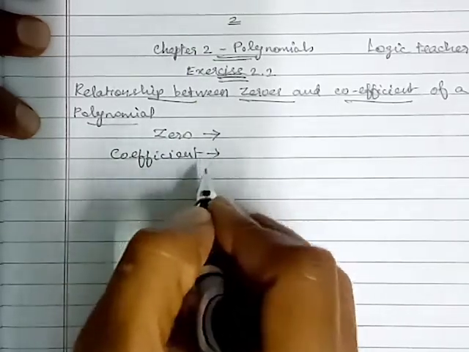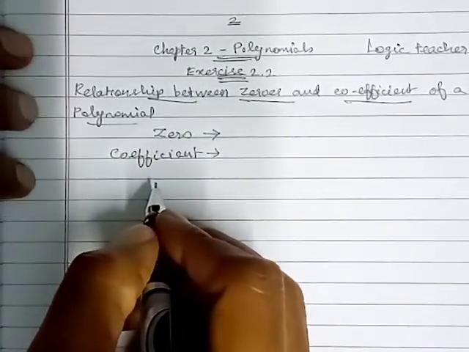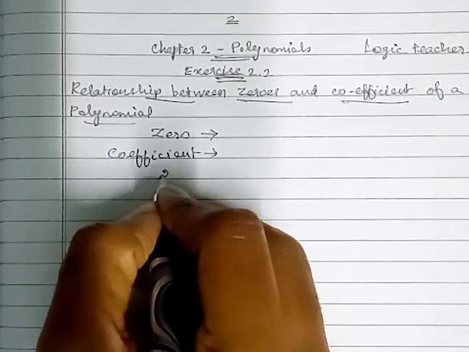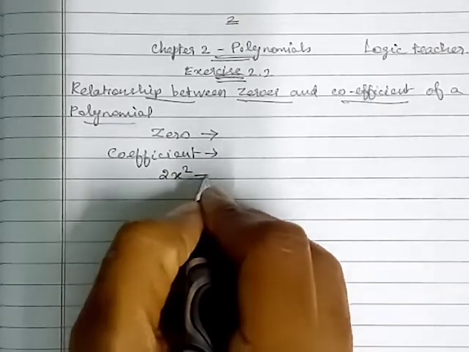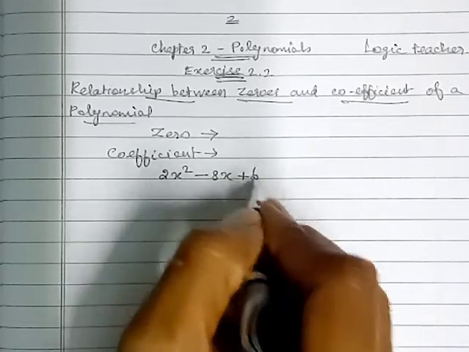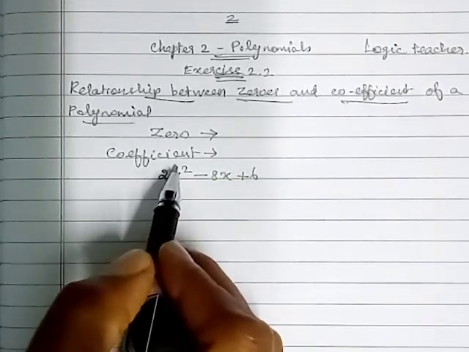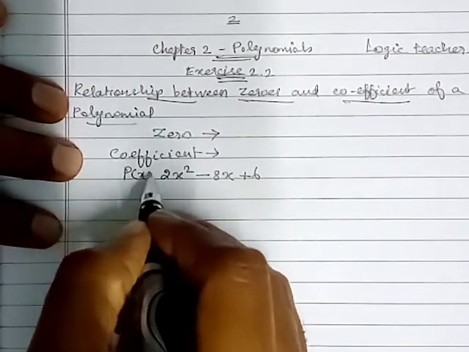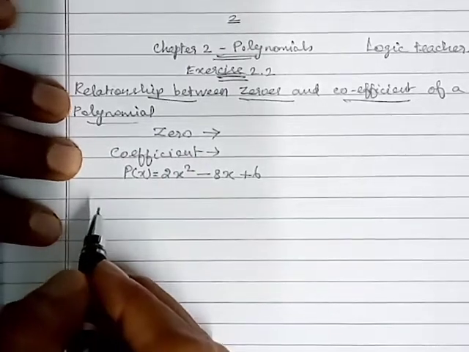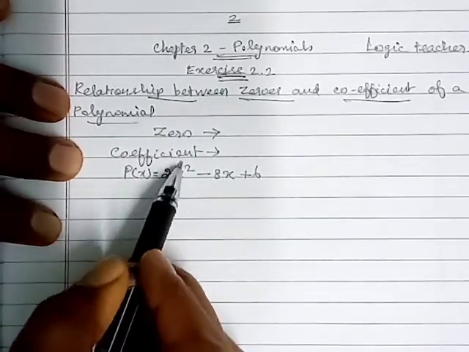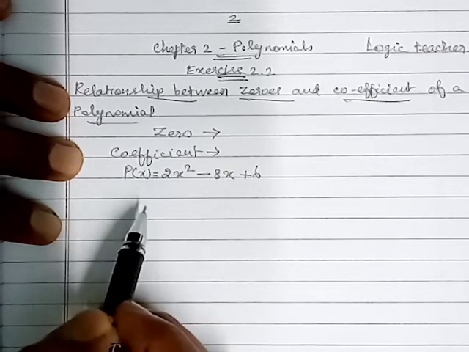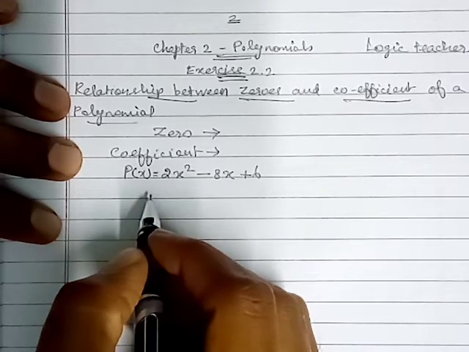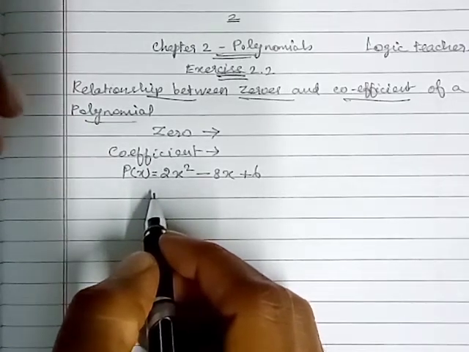For example, we will take a quadratic equation, say 2x squared minus 8x plus 6. This is a quadratic polynomial, or polynomial function. P of x, we will write like this, right? Now, this has 2 in power, so this is a quadratic polynomial, right? Now how will we find the zeros in this?